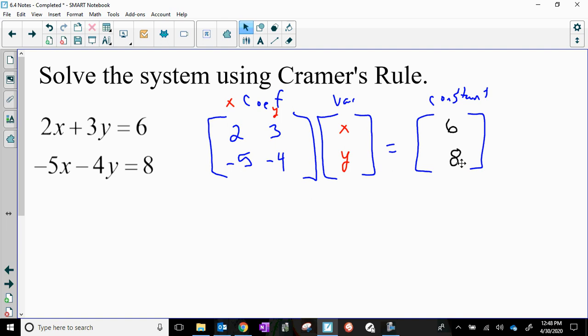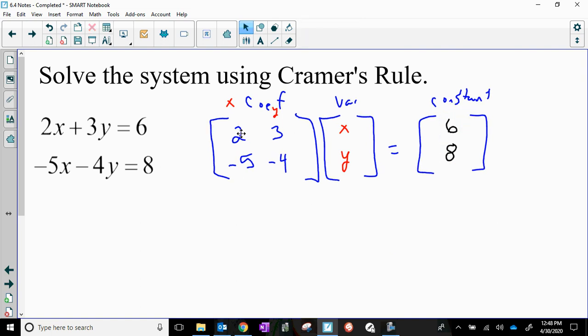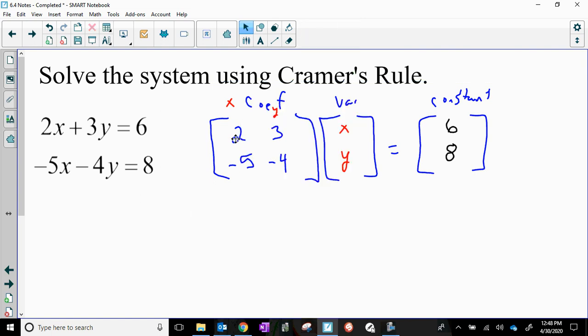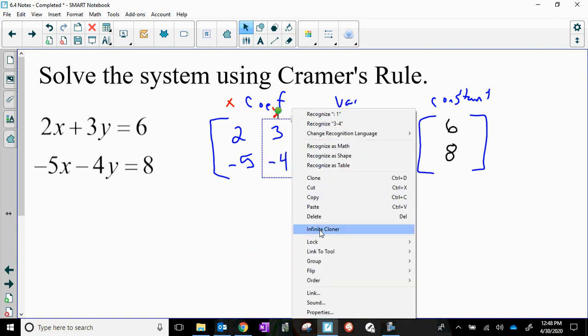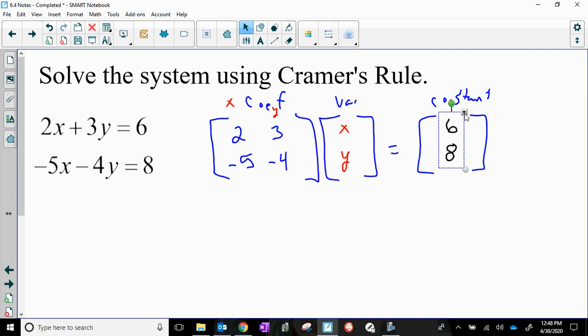I'm just going to take a moment here to group this stuff together. And then give me a second here because I want you to be able to see where these are coming from. So I'm going to put a cloner on these here.